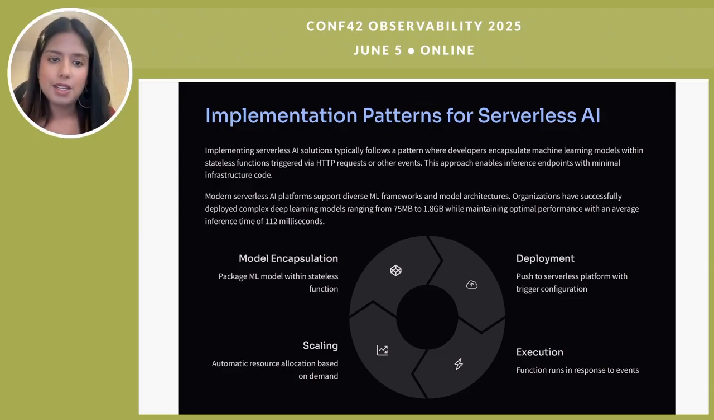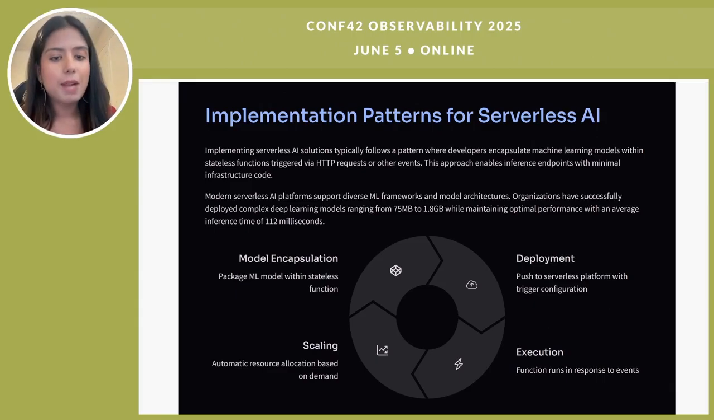Second, deployment. Next, this packaged function, which was created in model encapsulation, is pushed to a serverless platform along with its trigger configuration. Third, execution. When an event occurs, say an API call with new data, the function runs, performing the AI task like making a prediction. Scaling. And critically, the platform automatically allocates resources based on the demand. If you see a sudden spike in requests, it scales up. When demand drops, it scales down. You only pay for what you use.